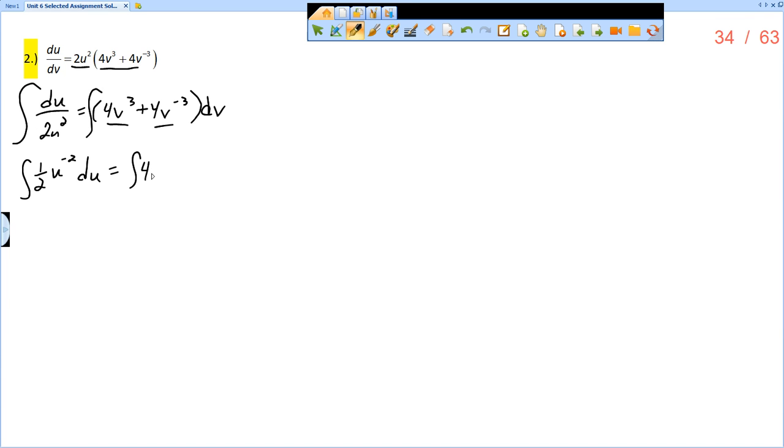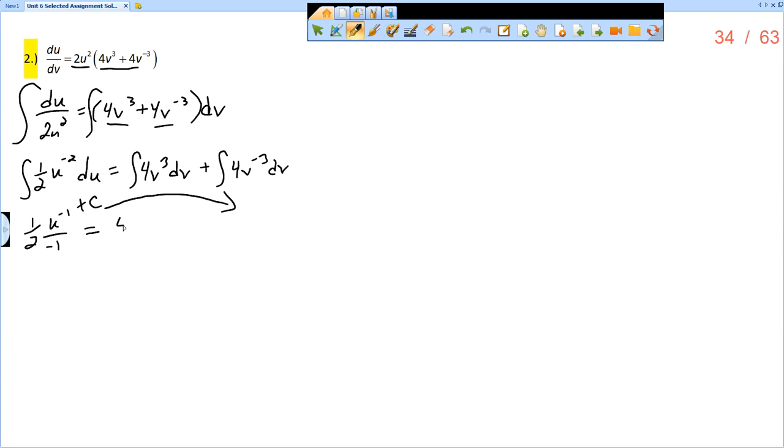We're going to integrate those two separately, so we could write it as the integral of 4v cubed dv plus the integral of 4v to the negative third dv. Now let's integrate. 1/2 integral of u to the negative second. Remember, add 1 to the power: u to the negative first divided by negative 1. And then plus c, but I'm going to just add it in on one side, so I don't need to add it in on both sides.